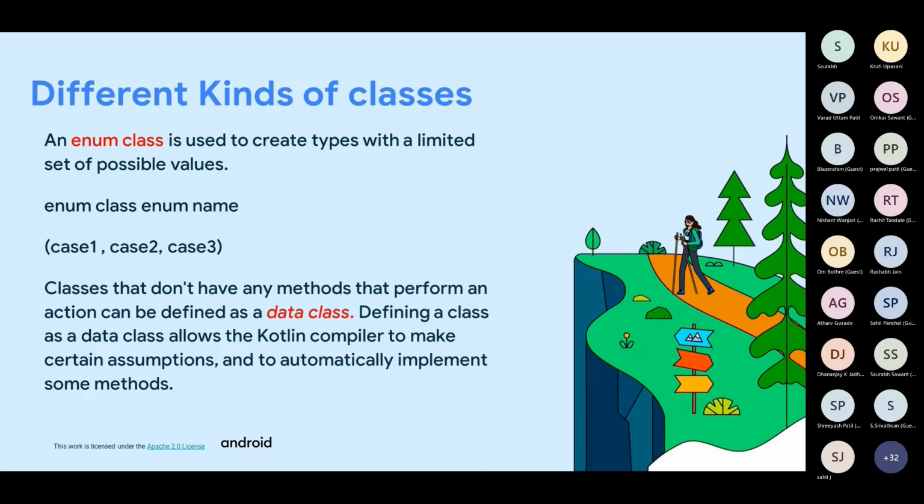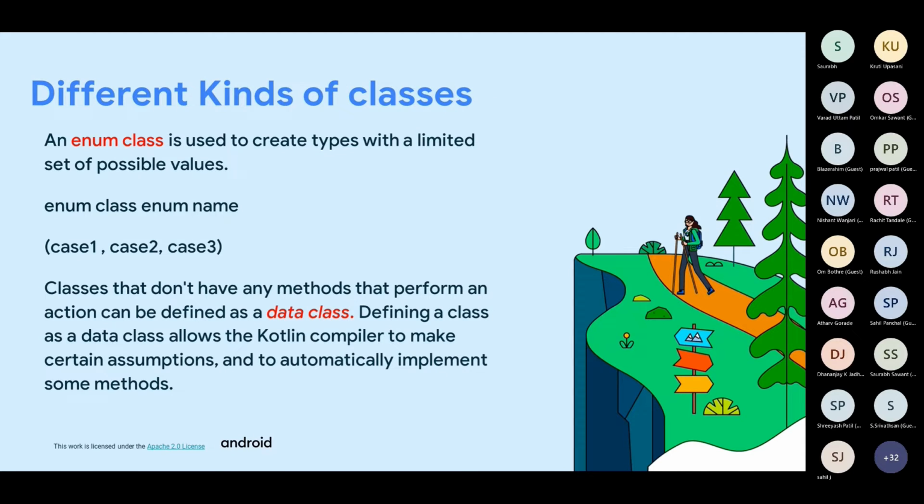Classes that don't have any methods that perform an action can be defined as data class. Defining a class as data class allows Kotlin compiler to make certain assumptions and to automatically implement some methods. As we already discussed enum class earlier, after that we have a data class. Data class is a class in which we do not have any other action. We only have data.